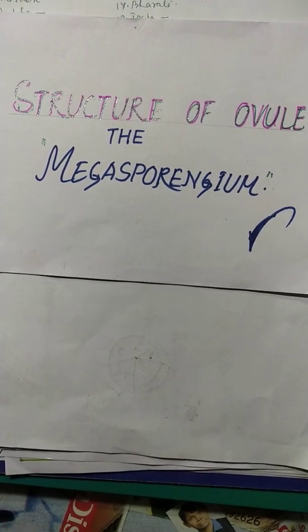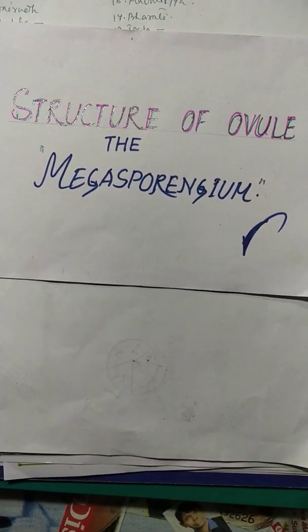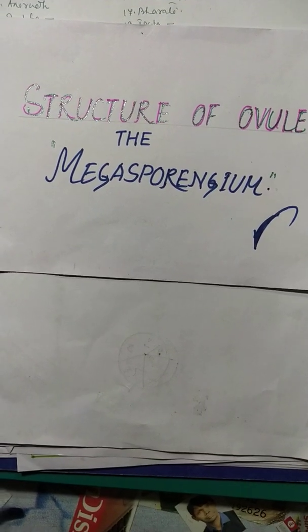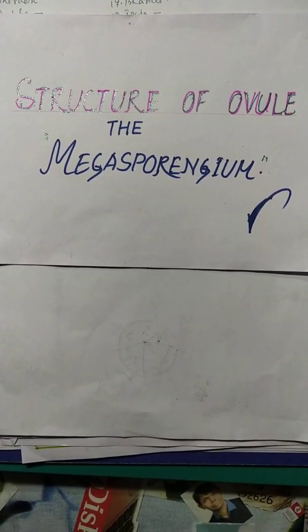Channel Anjan Bios. We are going to discuss the structure of the ovule, the megasporangium. You see, this is the megasporangium.